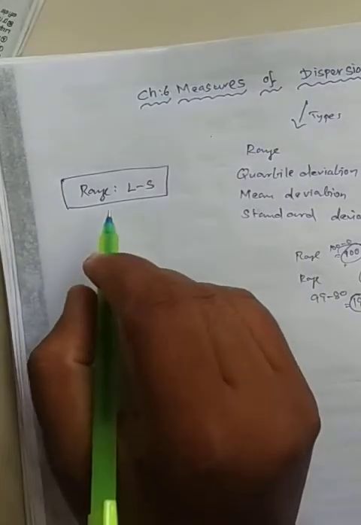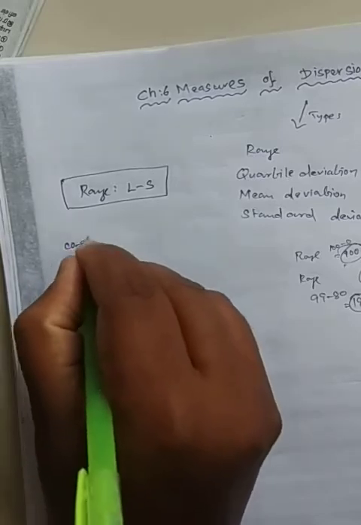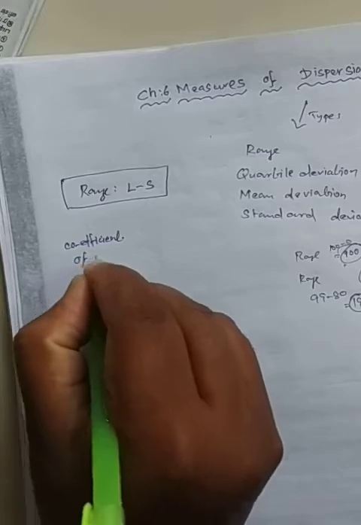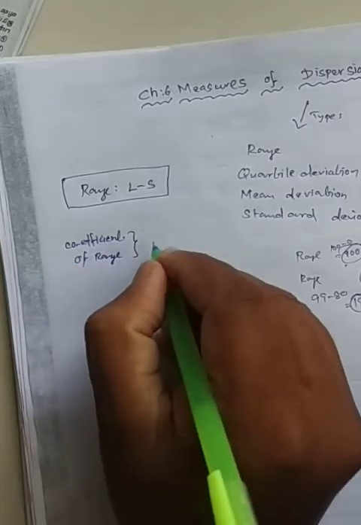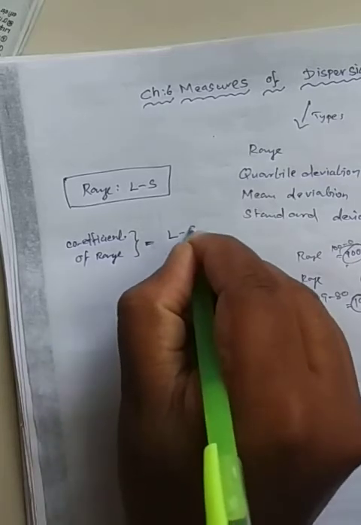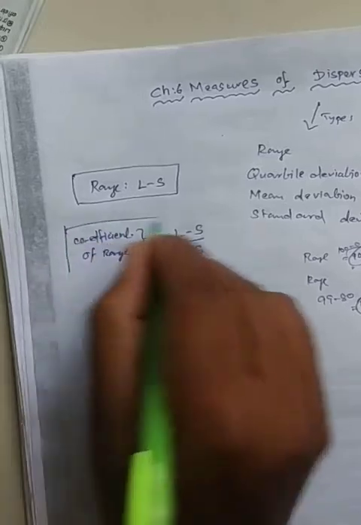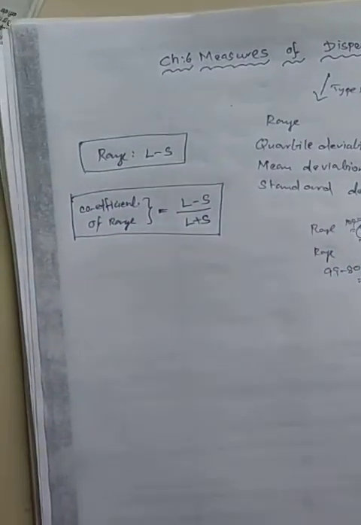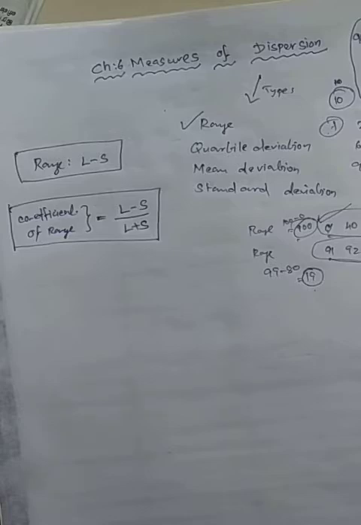Likewise we can do it here. That is the range formula, L minus S, and we have the coefficient of range. Another formula is the coefficient of range: L minus S by L plus S. This is another formula we are going to see. So these are the two formulas based on range we have first. Then next we have quartile deviation, mean deviation and standard deviation.